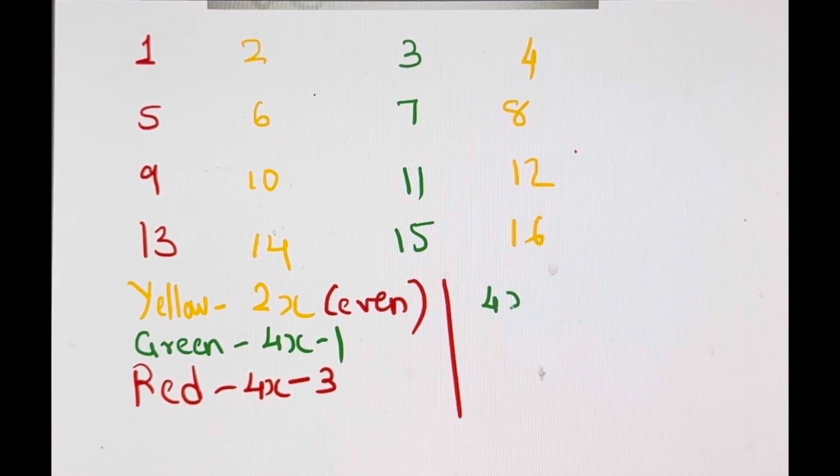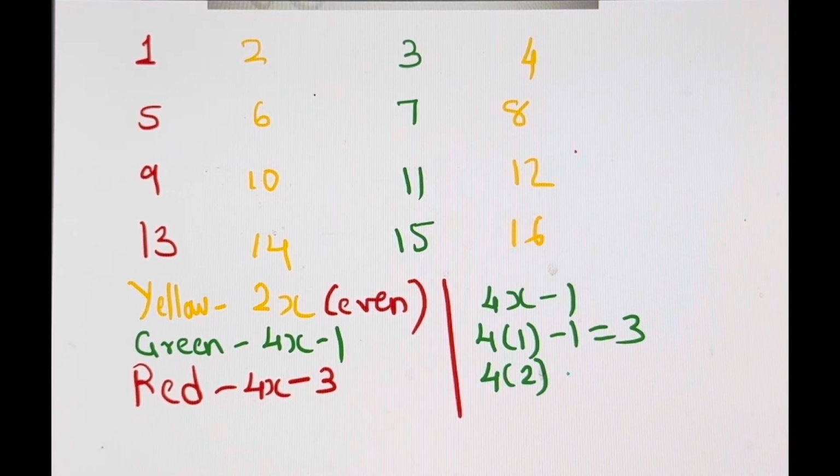So if I check for green, 4x minus 1, if I take the value 1, 4 into 1 minus 1, so you get 3. If you take 2, 4 2s are 8 minus 1, so you get 7. Right? So this is applicable. So it's correct.